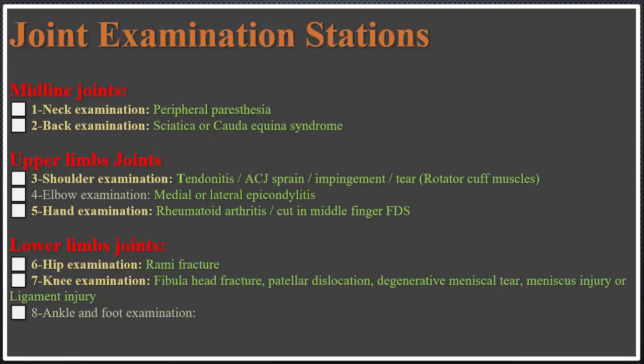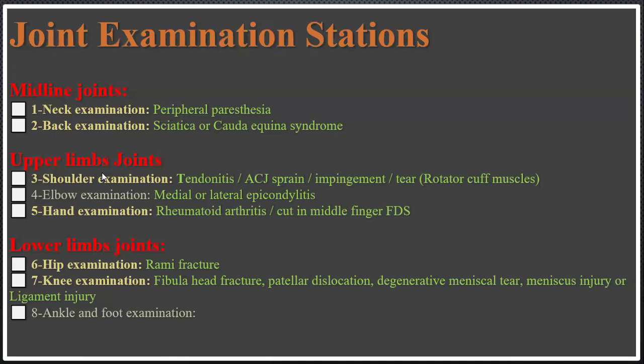For joint examination, we have neck examination, back examination, shoulder, hand, hip, and knee. These are the most common stations. So in neck examination, you will use Canadian C-spine rule as well. In back examination, you have two diagnoses. It could be sciatica or Cauda Equina syndrome.